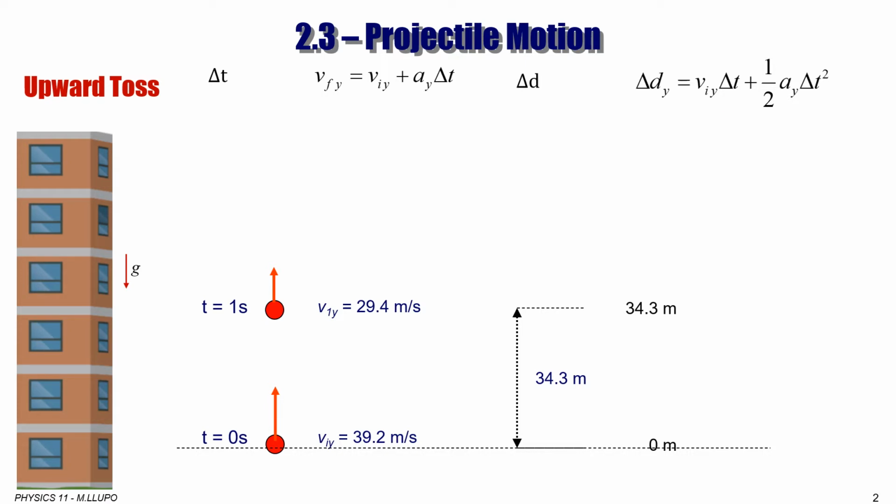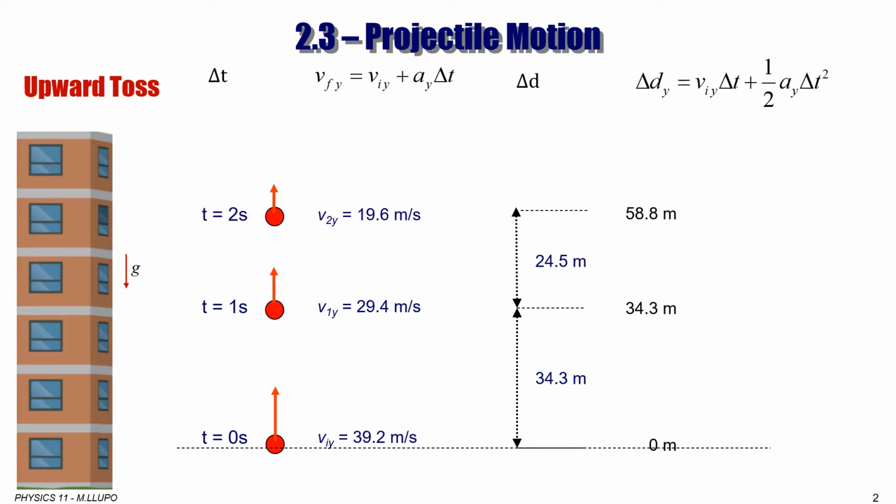And using the other equation, for displacement, you're going to see that it is 39.2 meters per second times 1 second plus half of the minus 9.8 meters per second squared times 1 second squared. The second squared and second squared cancel, and you're going to get 34.3 meters. You can try that in your calculator to see how you get it.